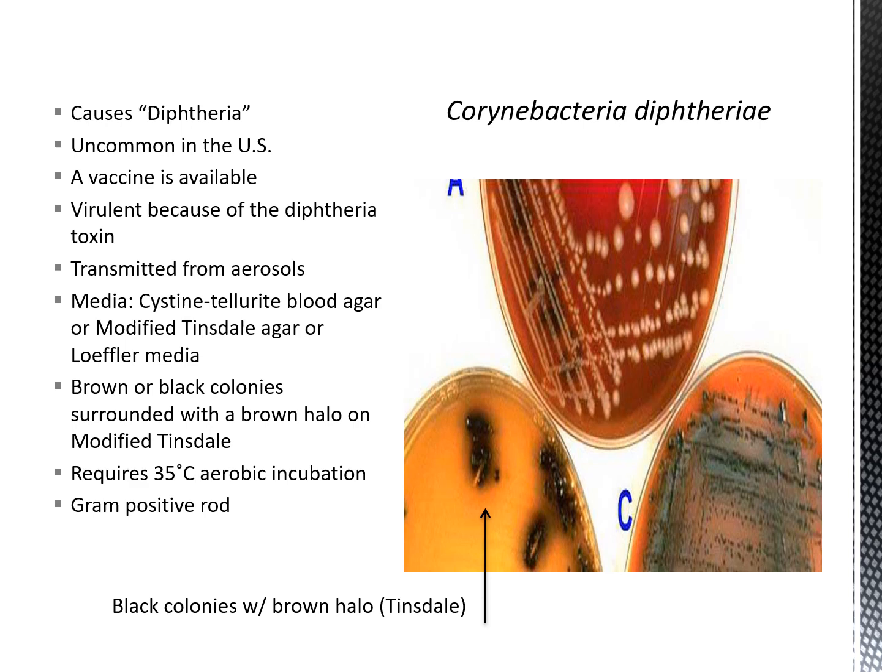Diphtheria is transmitted by aerosols, and the media we want to culture it on is cysteine tellurite blood agar or modified Tinsdale agar or Loeffler's media. On modified Tinsdale agar, you're going to see that Corynebacterium diphtheriae would be brown or black colonies surrounded by a brown halo, and you can see that on the bottom left image. Okay. Corynebacterium diphtheriae does require an irregular aerobic incubation at 35 degrees Celsius, and it is a gram-positive rod.